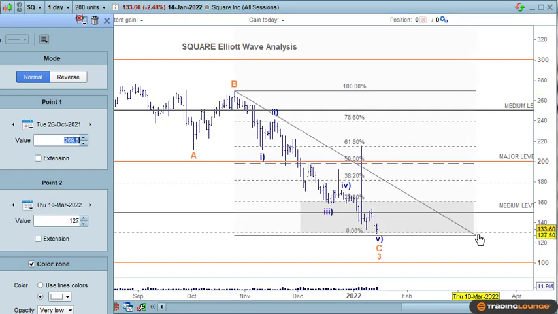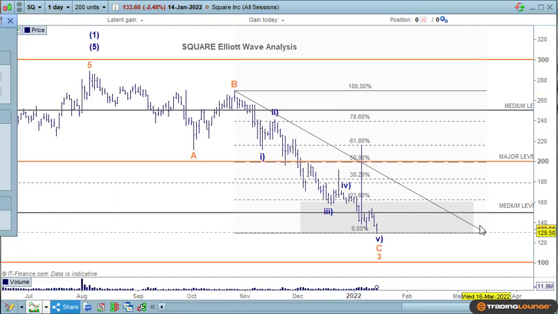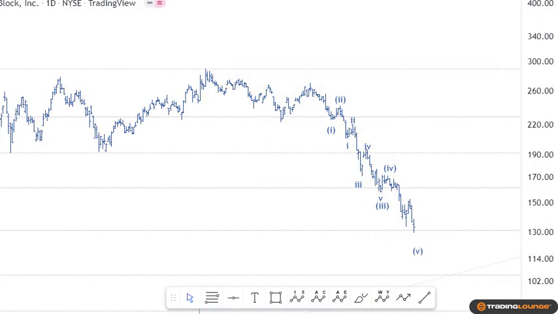So this chart's a little bit messy in a way. I was looking at it over here. This is Square here on a daily chart. And yeah, from the top here, we've got 1, 2, 3, 4, 5. So I've had it as an A wave and a B wave.